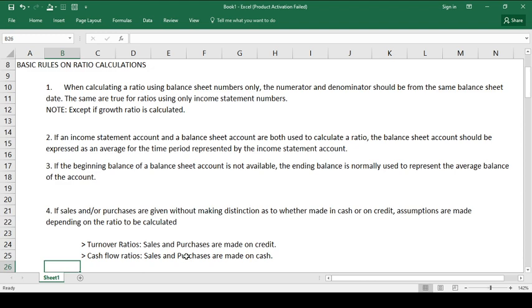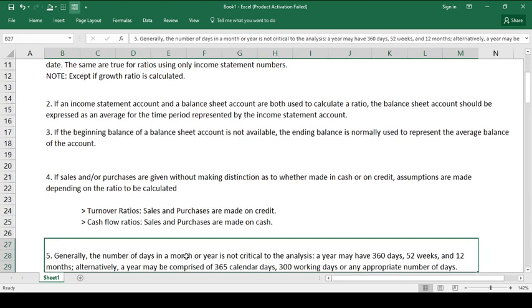If the ratio to be calculated is a turnover ratio, take note ha, and the sales and purchases did not give any distinction as to whether it is made in cash or on credit, well, the sales and purchases are generally assumed to be on credit lahat. If we are going to compute naman for the cash flow ratio, the sales and purchases are assumed to be on cash if they are given without any distinction as to whether made in cash or on credit.